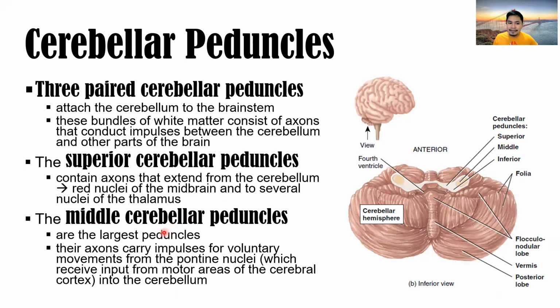The middle cerebellar peduncles are the largest peduncles. Their axons carry impulses for voluntary movements from the pontine nuclei, which receive input from motor areas of the cerebral cortex, into the cerebellum. So here we could see the superior and middle peduncles. Okay, superior, midbrain, red nuclei. Middle, pontine nuclei, receiving input from motor areas of the cerebral cortex.